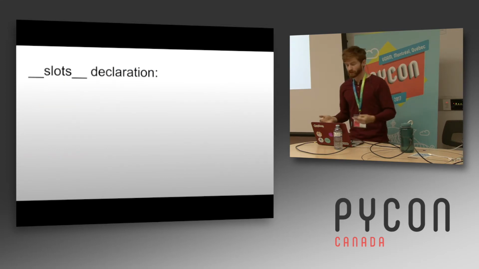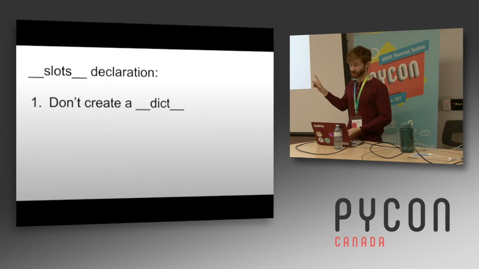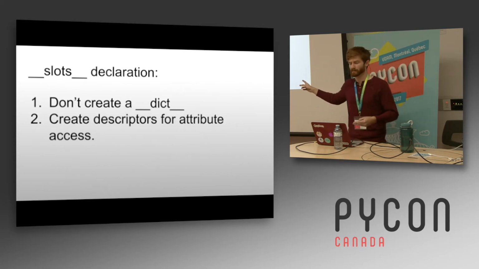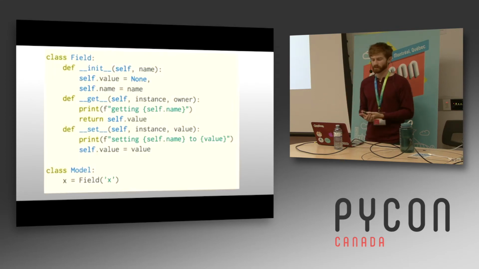So the interpreter does two things differently when it comes across a __slots__ declaration. First, it no longer creates a __dict__. And second, it creates data descriptors for attribute access. This is the thing that I was referring to as a map a little bit earlier. And you may be wondering, what are data descriptors?